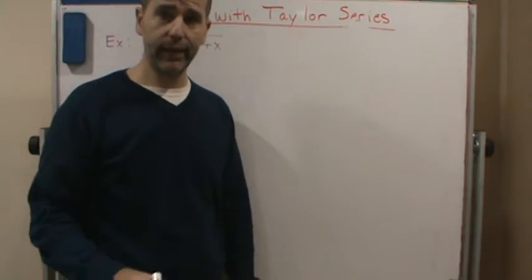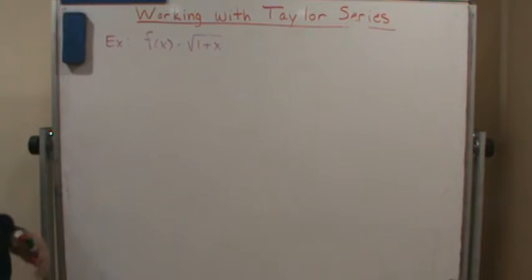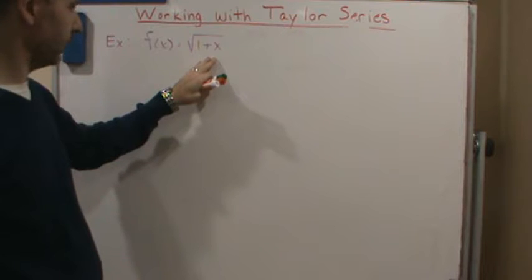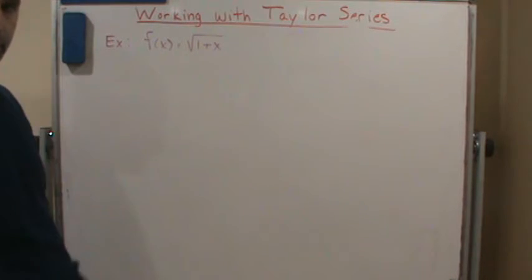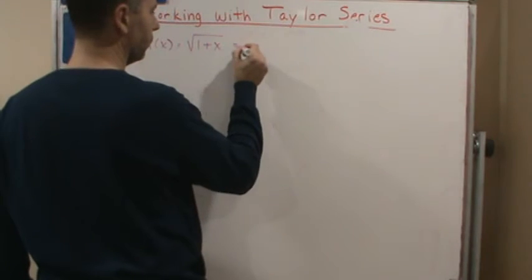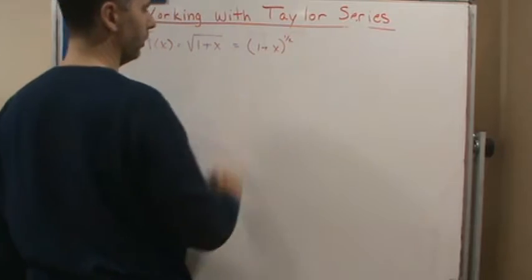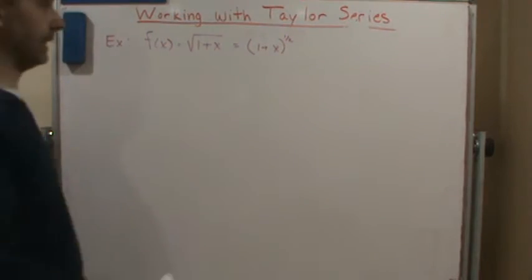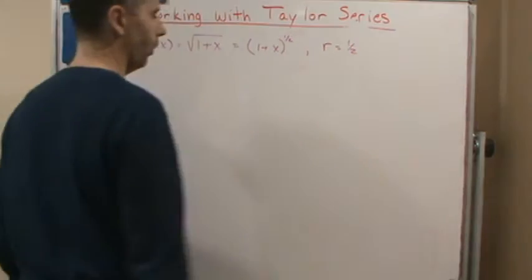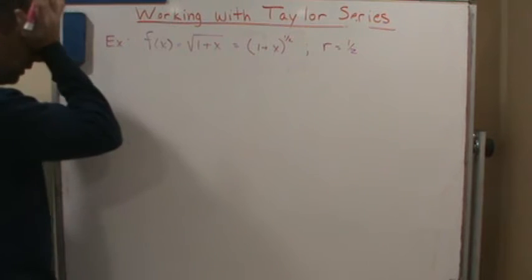Okay, so welcome back. Now what we want to do is an example. In this example, we're given the function f of x equals the square root of 1 plus x, and we want to find the binomial series that represents this function. It might be helpful to write this as 1 plus x to the 1/2 power. In this case, we see that r equals 1/2. Now all we have to do is apply this to the formula.